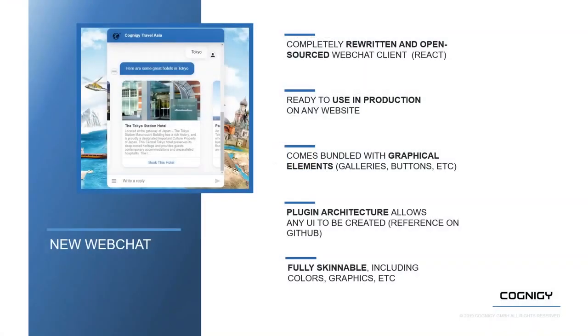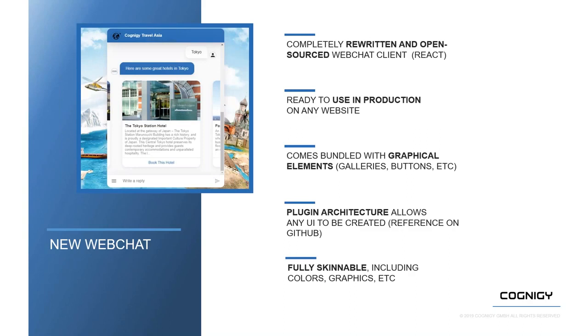Now what we've done is we've taken the web chat that comes with Cognigy and we've completely rewritten it and open sourced it on GitHub. And we've rewritten it in a framework called React. Why that's important, you'll see in a minute. It's ready to use in production on any website and is super easy to integrate. And it comes bundled with a lot of graphical elements. We actually have feature parity with Facebook's chat. So you have galleries, buttons, quick replies, and other things. The things that you also had in the previous web chat, just in a much nicer and much more polished way.